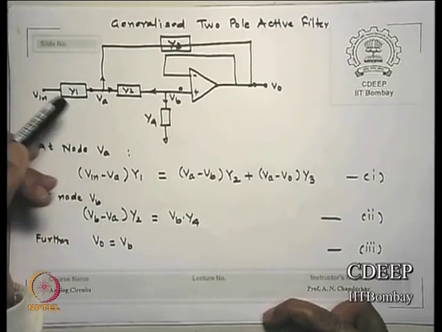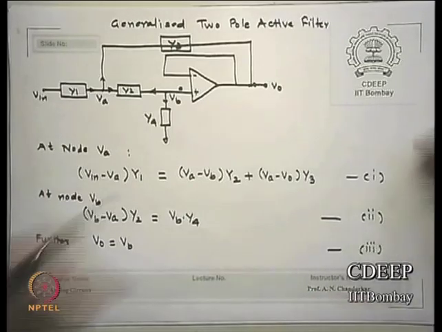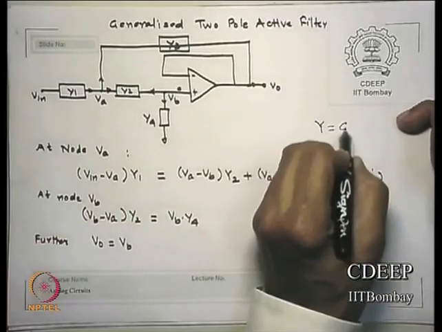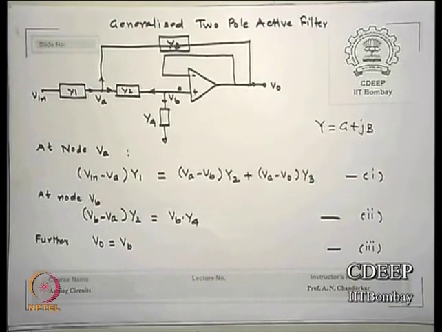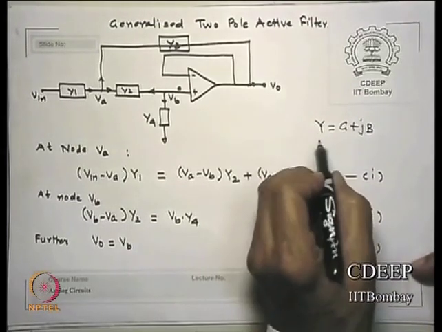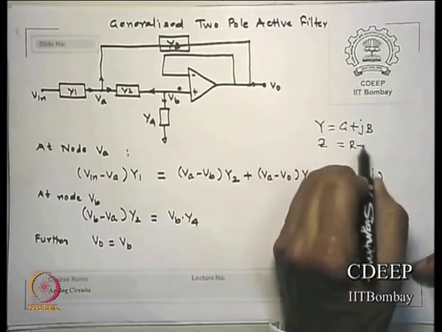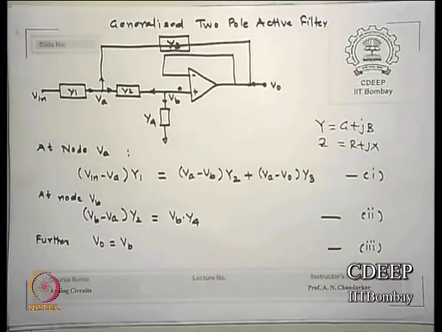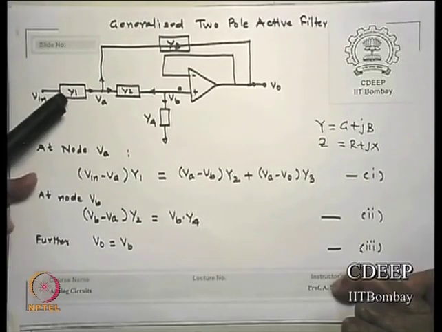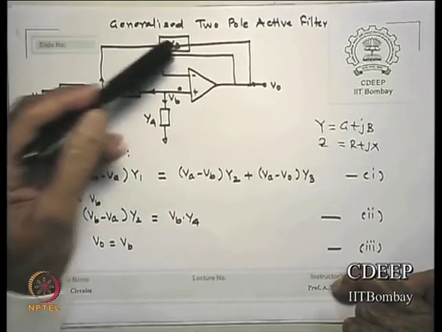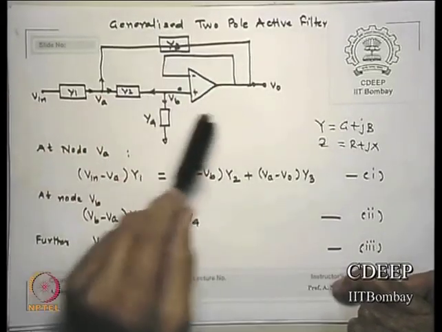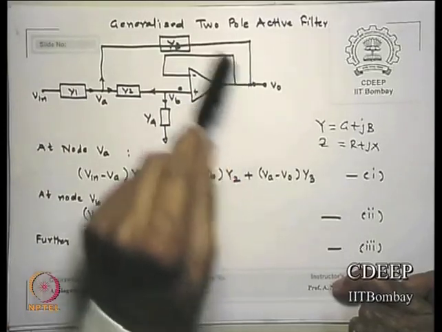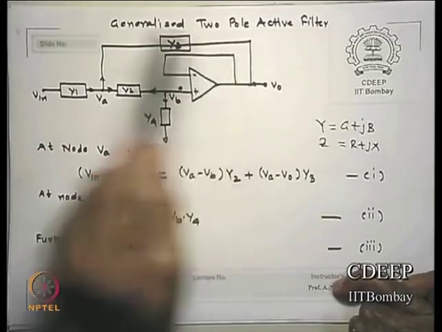Y is G plus jB, where G is the conductance and B is the susceptance. That is admittance. Just as Z is equal to R plus jX, Y is the opposite of that. So here is a Y1 component, Y2 component, Y3 component in feedback. This is the second feedback, and this is our follower, which I am not disturbing.